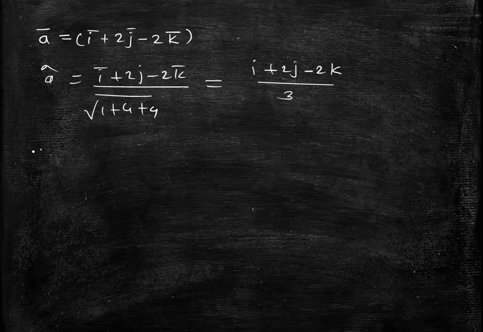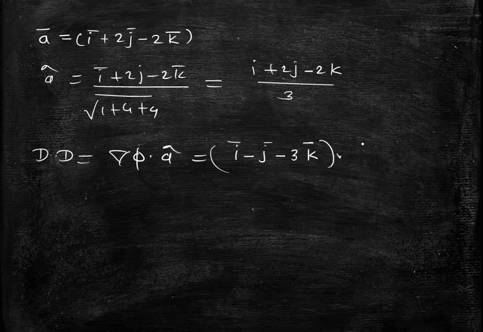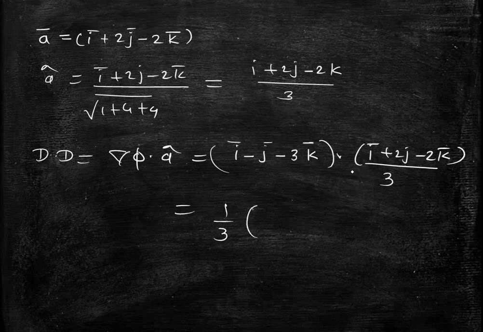So the directional derivative is equal to del phi dot a hat. Del phi is nothing but i bar minus j bar minus 3k bar, dot a hat, which is i bar plus 2j bar minus 2k bar upon 3. So taking the dot product here, we get 1 by 3 taken outside: 1 into 1, that is 1, minus 2, minus minus, plus 6. So that is 7 minus 2, that is 5 by 3. So that is the directional derivative.